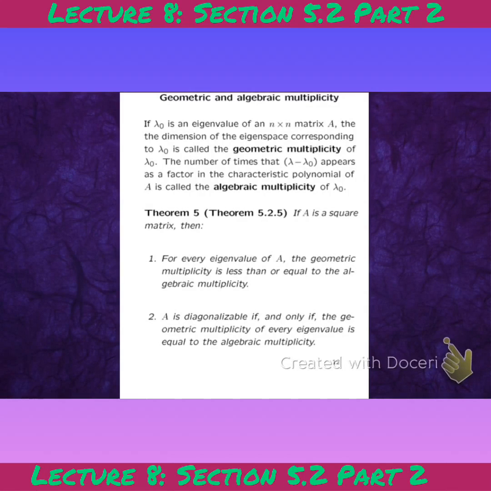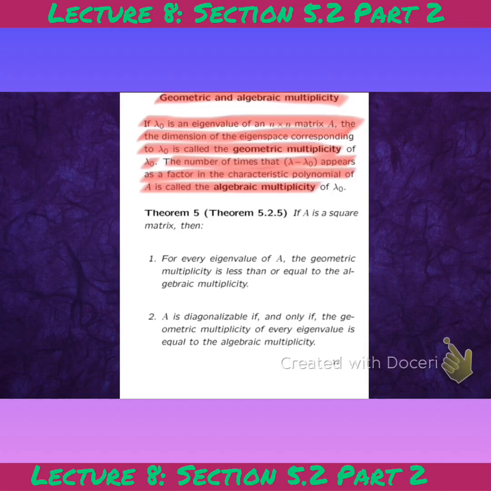Right, so the next section we're looking at geometric and algebraic multiplicity. What that just means is, if lambda 0 is an eigenvalue of an n by n matrix A, the dimension of the eigenspace corresponding to lambda 0 is called the geometric multiplicity of lambda 0, and the number of times lambda minus lambda 0 appears as a factor in the characteristic polynomial of A is called the algebraic multiplicity of lambda 0.